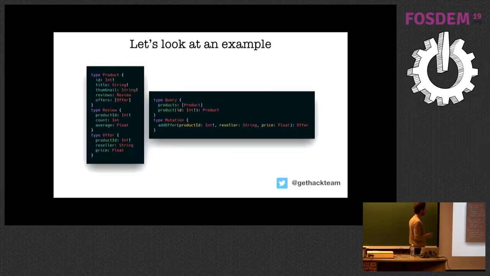One is query. We're going to query two things, the products all together and a product separately, and we also have a mutation where we will add an offer to a product. So this is like an Amazon sort of application where we have products and products are offered by multiple people.